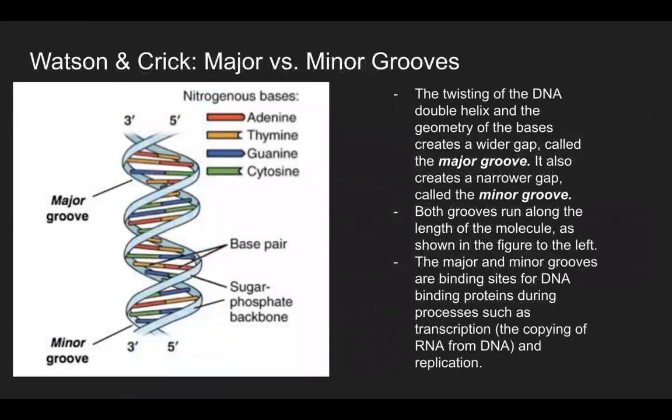The twisting of the DNA double helix and the geometry of the bases creates a wider gap called the major groove. It also creates a narrower gap called the minor groove. The major and minor grooves are binding sites for DNA binding proteins during processes such as transcription and replication.